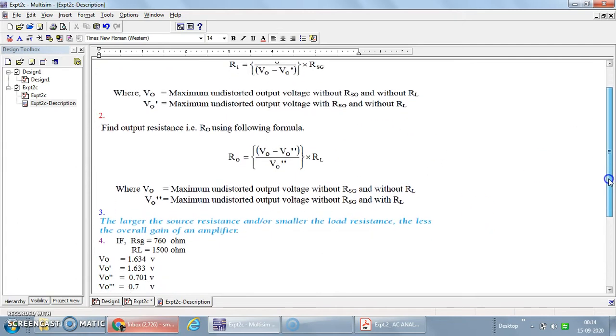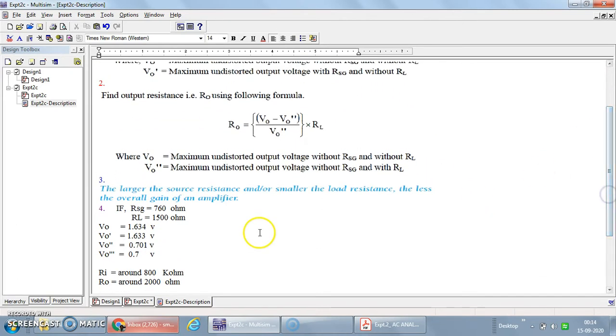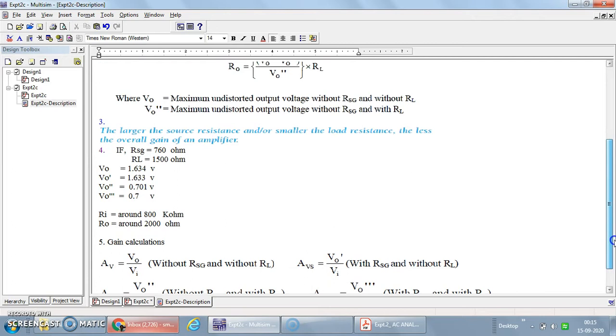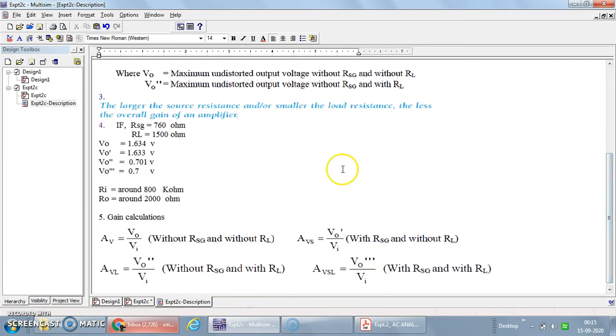Now this is the concluding remark relevant to the effect of RS and RL on the overall gain: the larger the source resistance and the smaller the load resistance, the more the overall gain of an amplifier is reduced. These are the readings which I obtained. Just for reference I have denoted the values here, and the input and output resistance values we will approximately get are given. So you can simulate and test it.